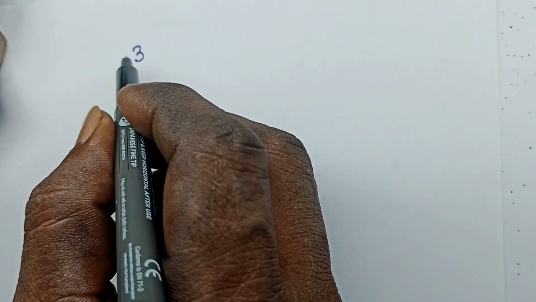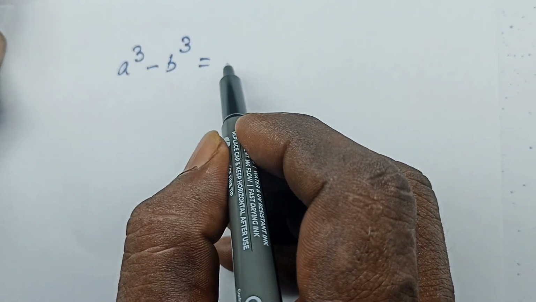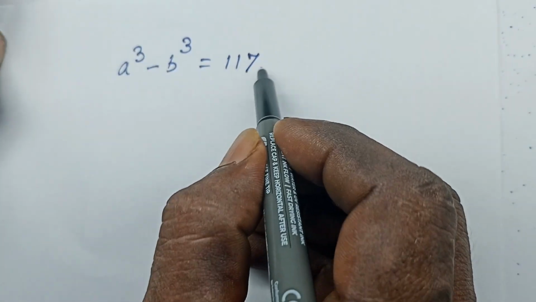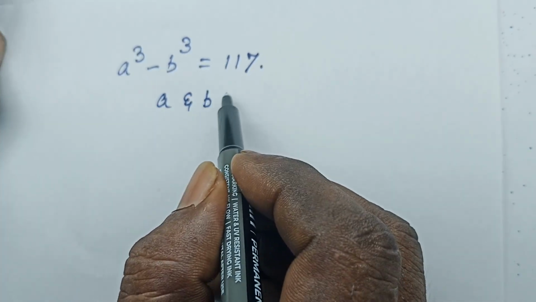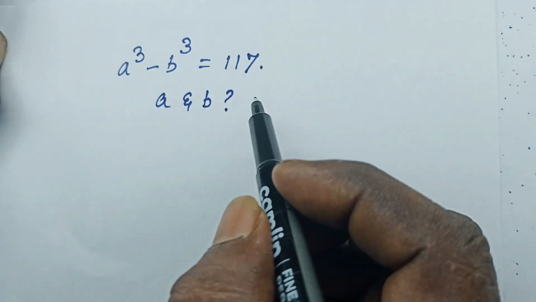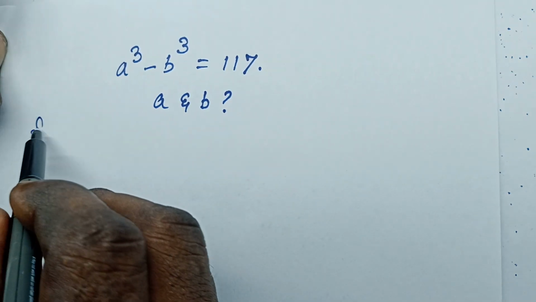a³ minus b³ equal to 117. What is the value of a and b? Now let's go to the solution.